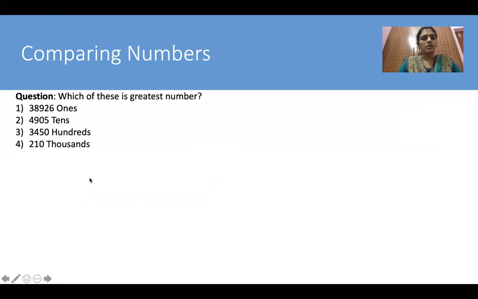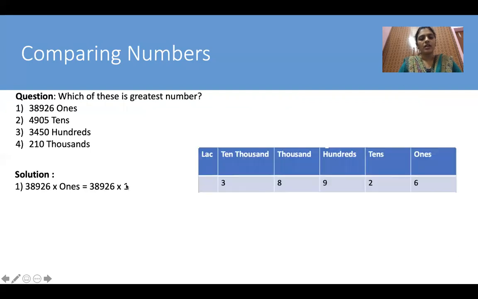Now here is a question. Try to find out the greatest number among these numbers. First we have to write these numbers in a proper form. We can write 38,926 ones as 38,926 into 1. We can write it in a place value chart like this.